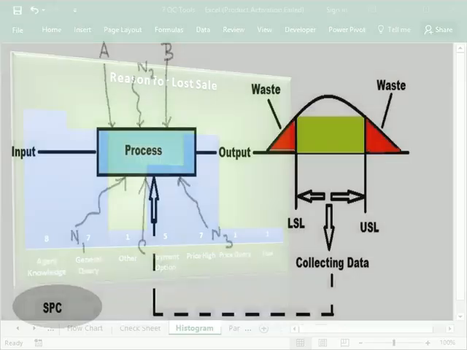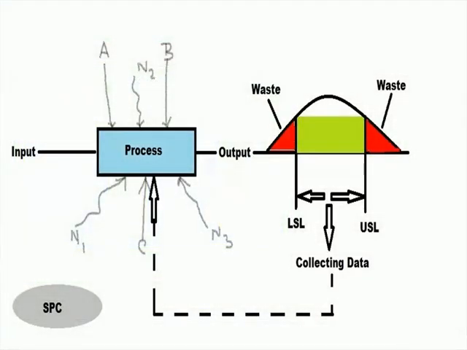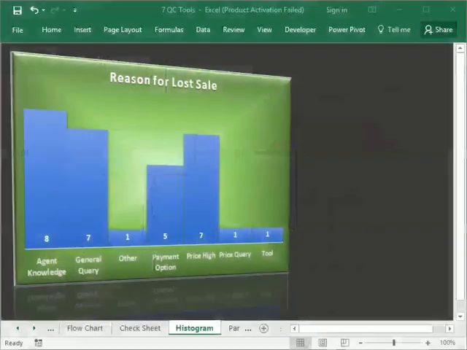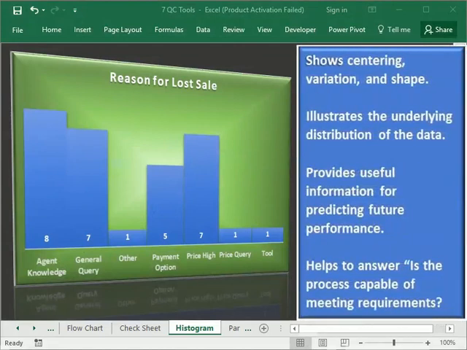Histogram plays a key role in SPC or statistical process control. Histogram shows centering, variation, and shapes, illustrates the underlying distribution of the data, provides useful information for predicting future performance, and not to miss, helps to answer, is the process capable of meeting requirements?